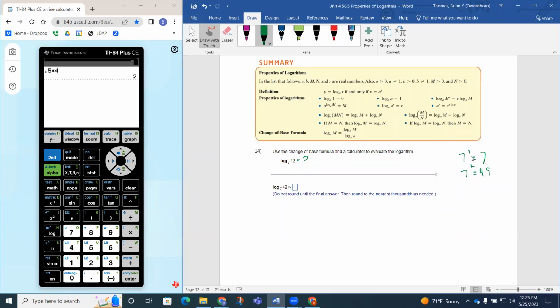So the answer to me has to be between 1 and 2, but since we're taking the log of 42, we're looking for something probably closer to 2. So I'm guessing around 2.6, 2.7 would be my guess. So if I'm using the change base formula, what we can do is using either the log button or the ln button, we can work it out that way.